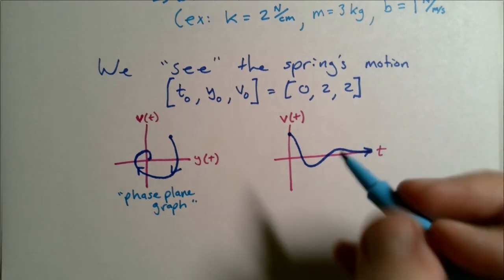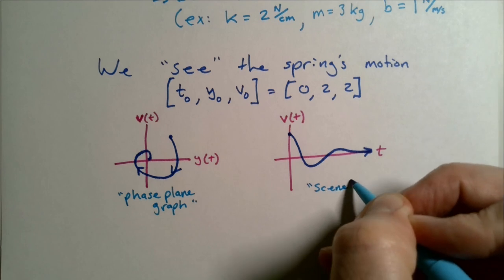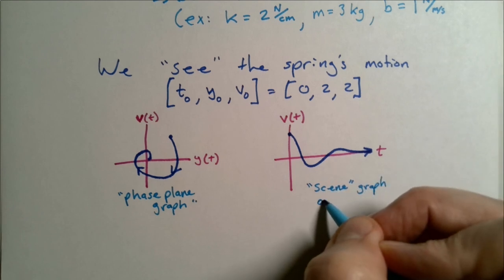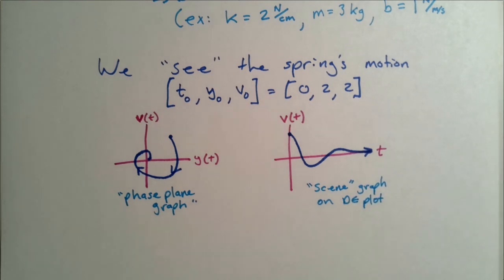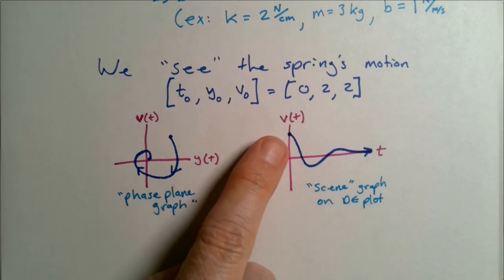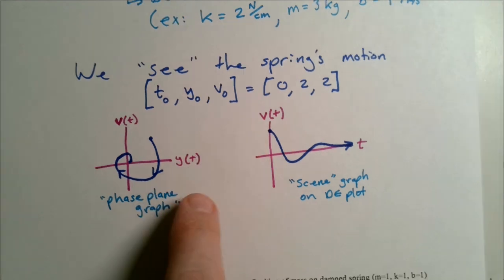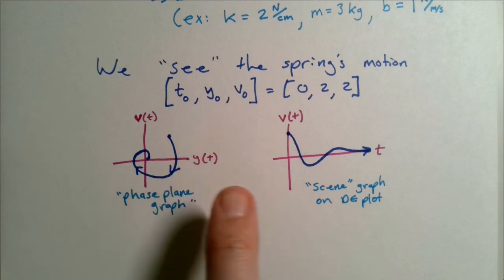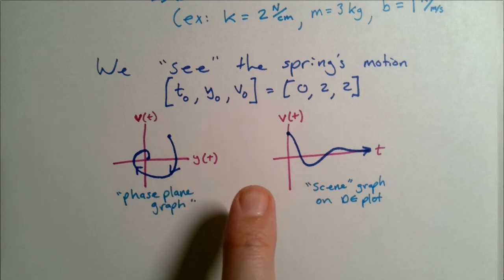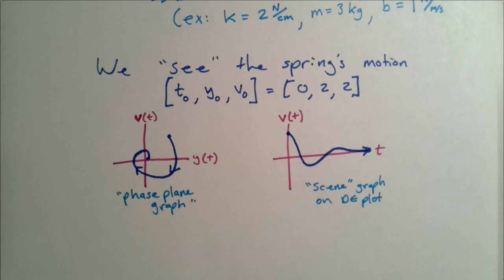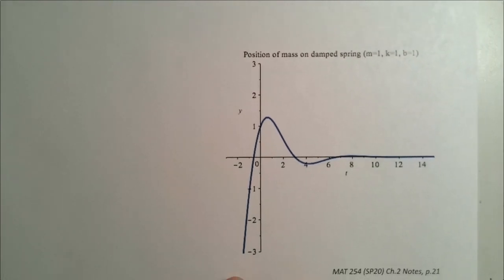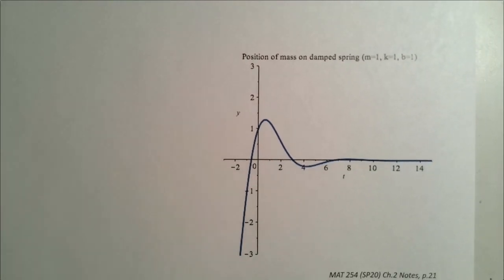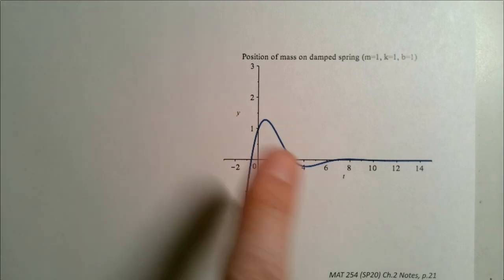So this is a different kind of graph altogether. This is a scene graph on a DE plot. So you can produce the scene graph that tells you what's going on with the velocity. But remember, that's not actually what you'd see when you look at the mass. All you see when you look at the mass is it's sliding back and forth, and it would slow down and head eventually towards the origin, or towards the rest position. And so down on the bottom, you can see the other scene that you can produce, which is, of course, the position graph. This is position versus time.